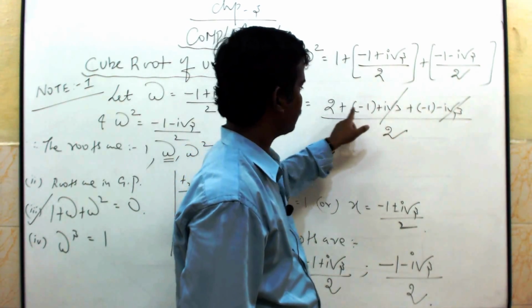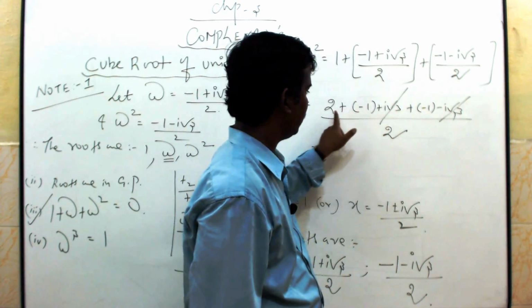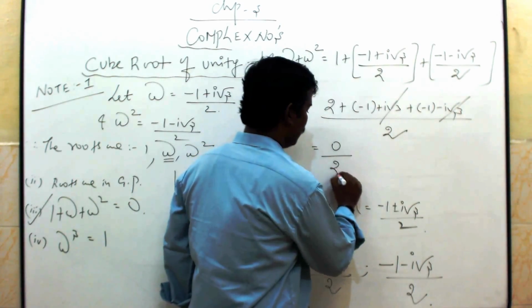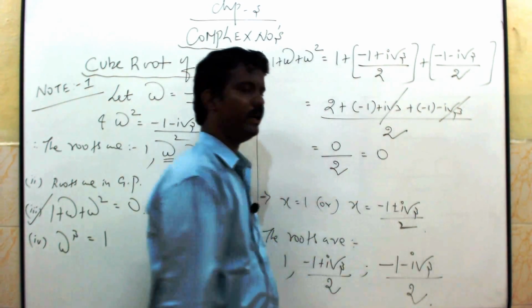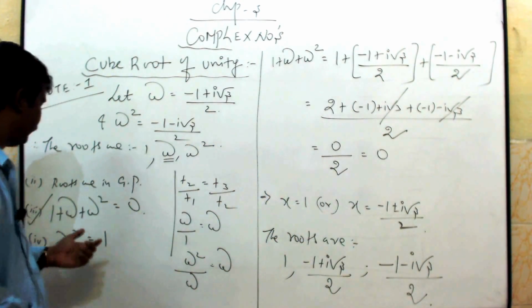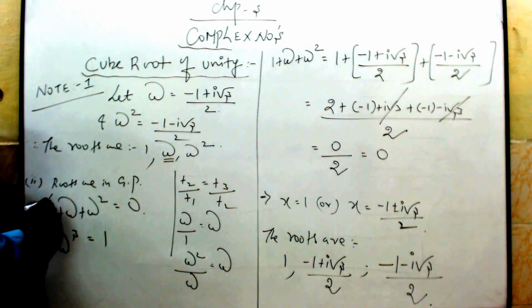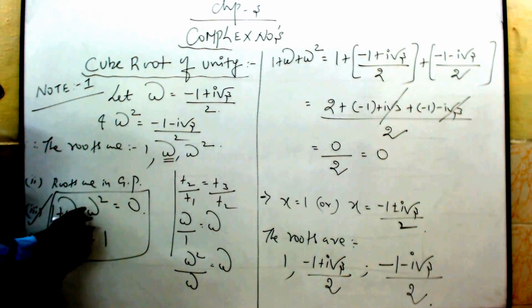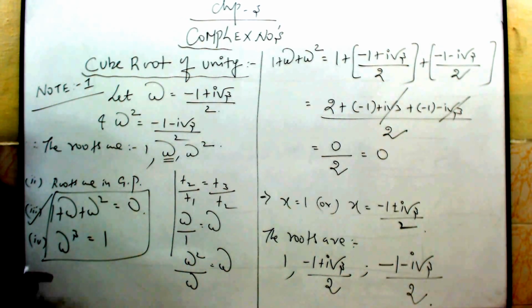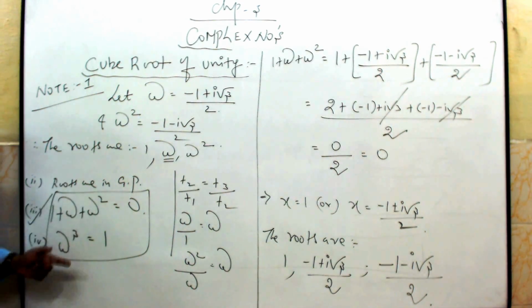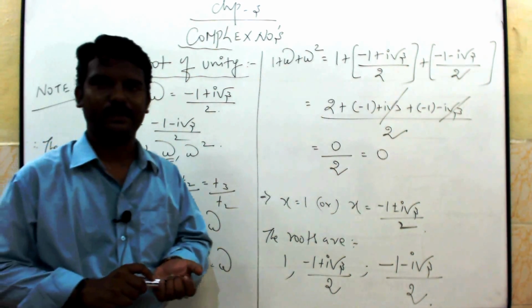What is 2 minus 1? 1. 2 minus 1, 1. 1 minus 1 is how much? 0 by 2. You all know that 0 by any number is 0. So from this, we should remember these two results. One is 1 plus omega square is equal to 0. Next point is omega cube is equal to 1. The result is very important regarding cube roots of unity.